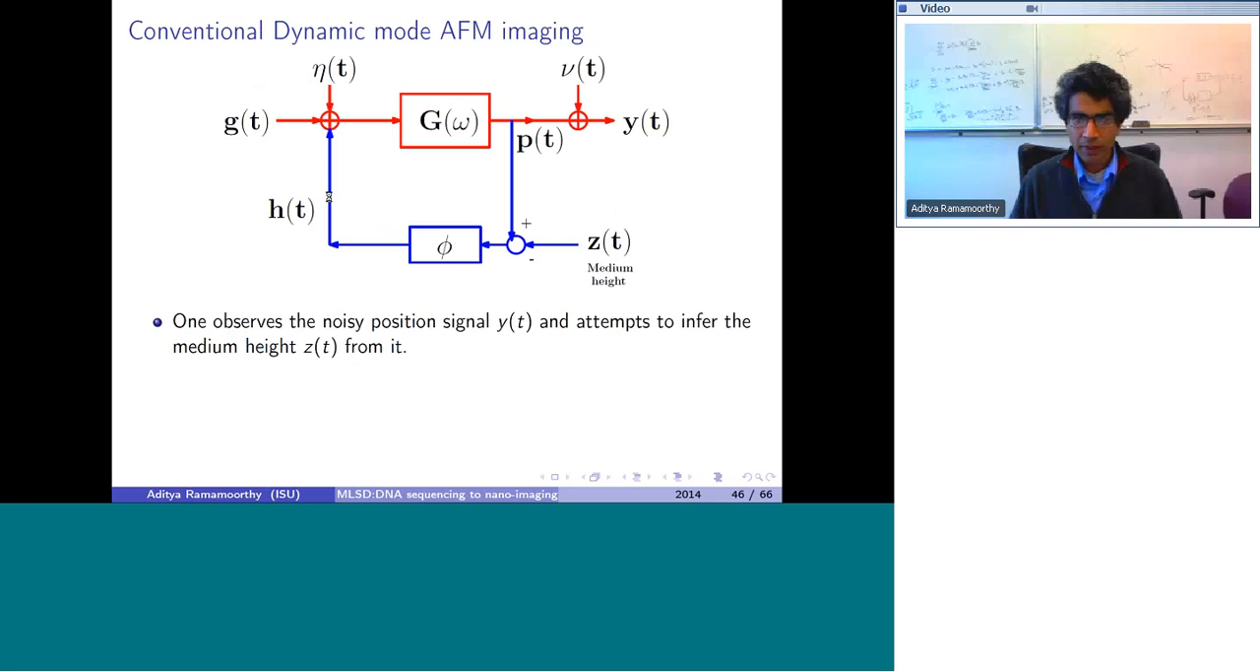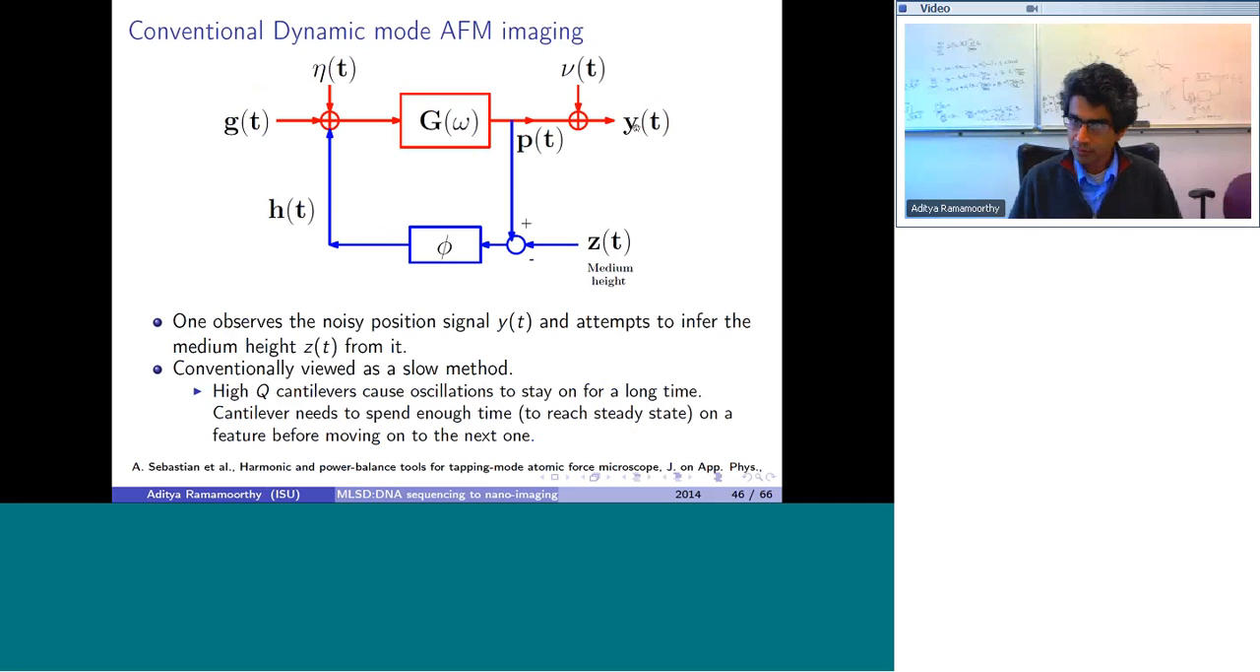So the whole game in AFM is that you are observing this y_t, which is the noisy position of the cantilever, and you want to infer what the medium height d_t is. Now this is conventionally viewed as a slow method, and the reason is as follows. Typically the cantilevers used are high quality cantilevers, which means that the time domain impulse response of this system is very long.